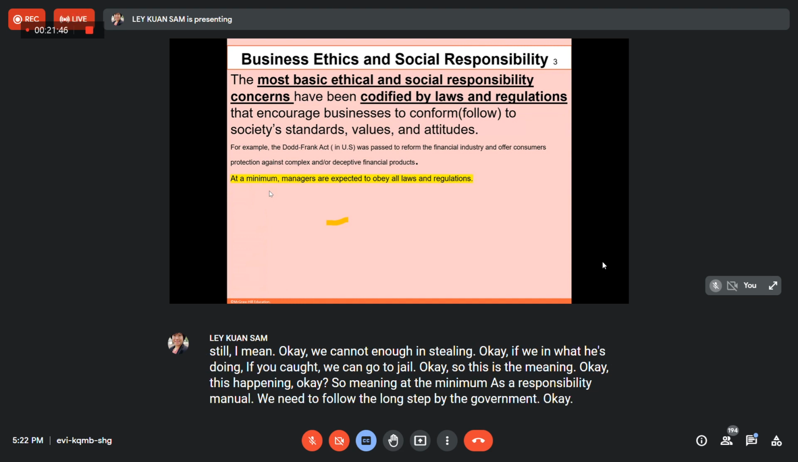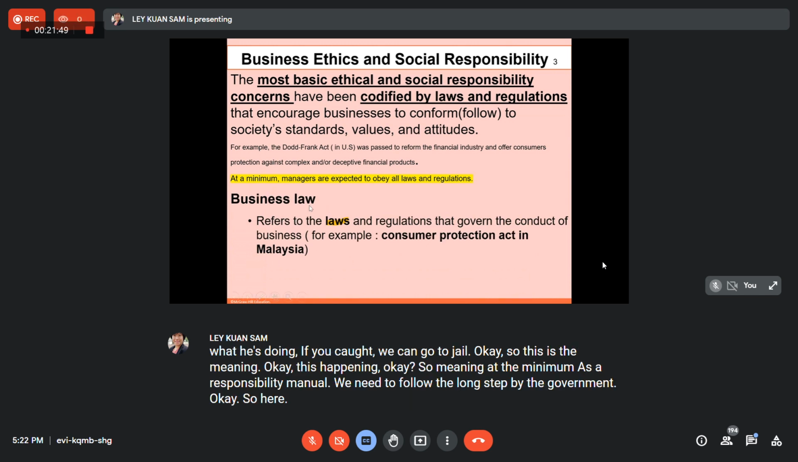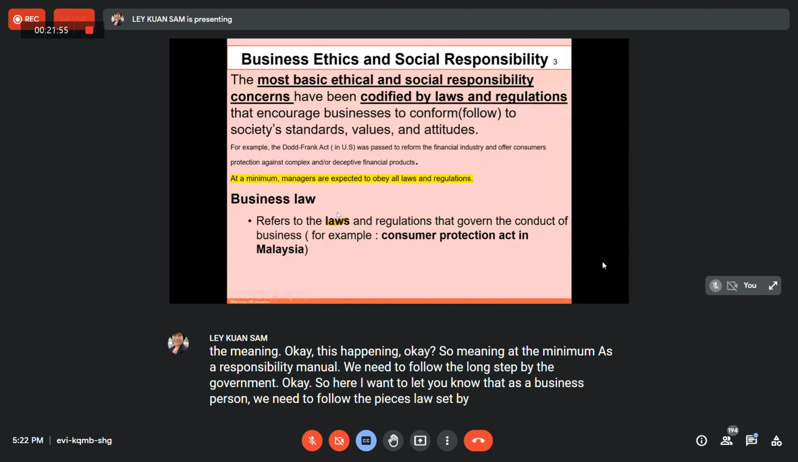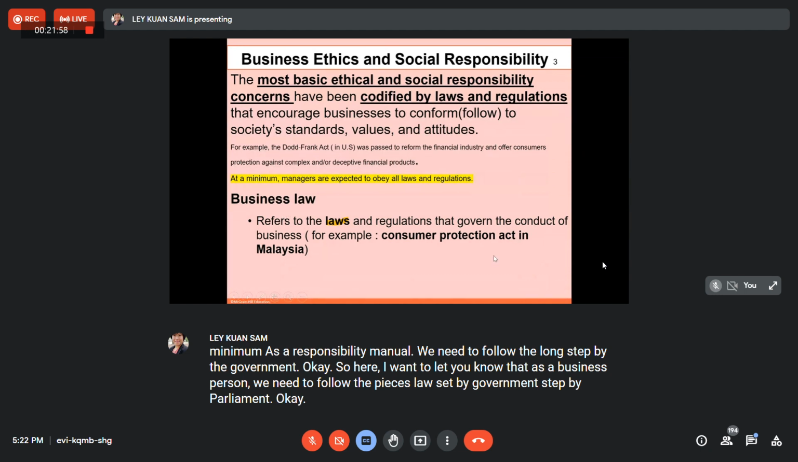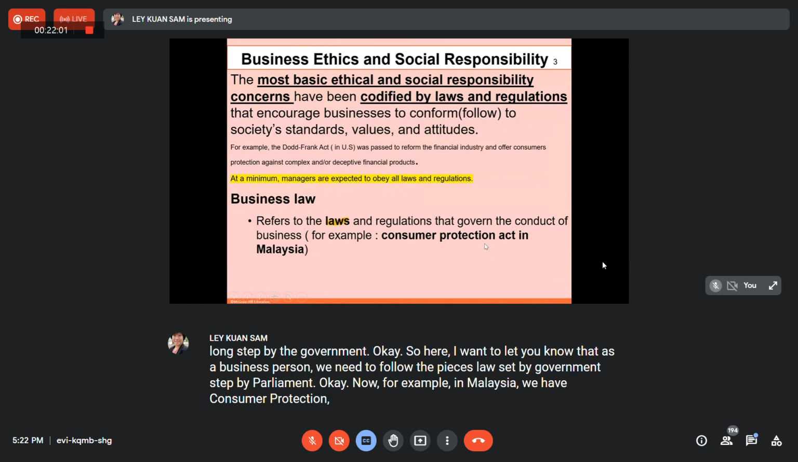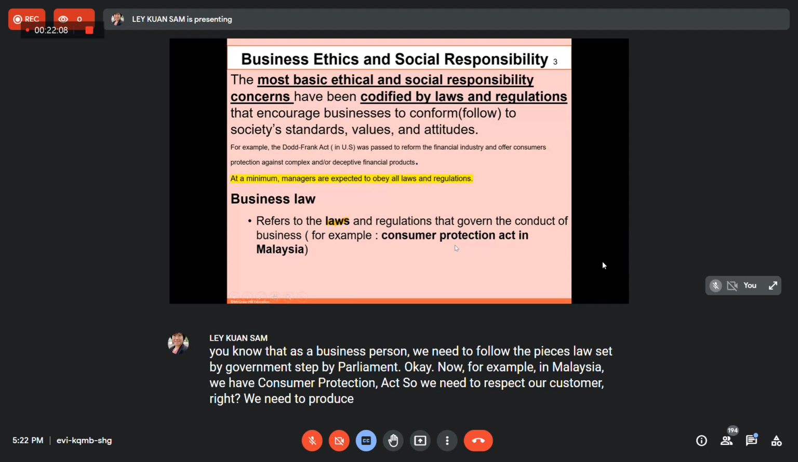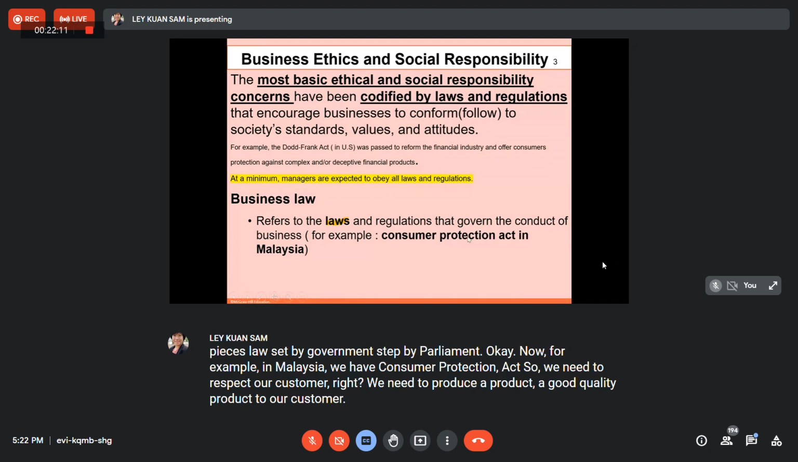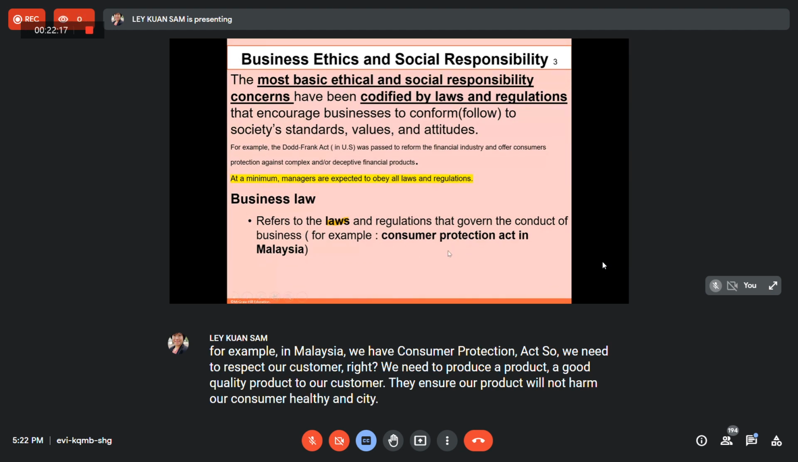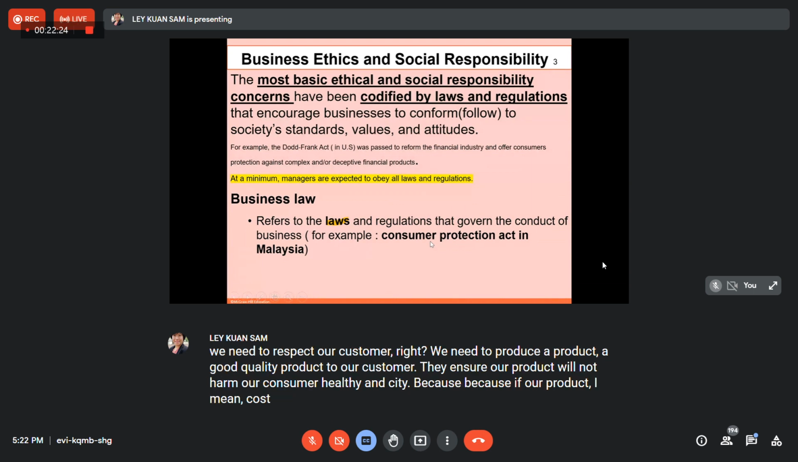Here I want to let you know that as a business person, we need to follow the business law set by government, set by parliament. For example, in Malaysia, we have the Consumer Protection Act. So we need to respect our customers' rights. We need to produce a good quality product for our customers and ensure our product will not harm consumer health and safety. Because if our product causes a consumer to get injured, they can sue us, because we have a law. So we need to follow the law.